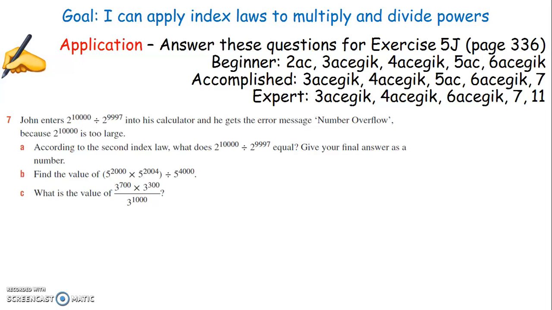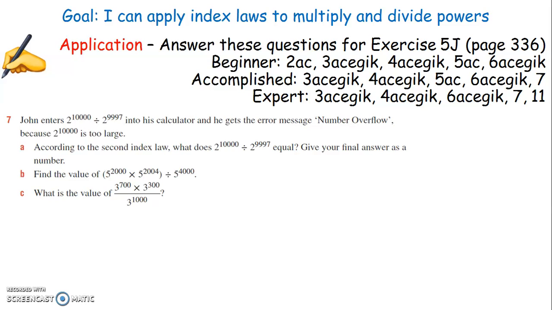In this video, we are going through question 7 for exercise 5J. The question says, John enters 2 to the power of 10,000 divided by 2 to the power of 9,997 into his calculator. And he gets the error message, number overflow, because 2 to the 10,000 is too large. According to the second index law, what does 2 to the 10,000 divided by 2 to the 9,997 equal? Give your answer as a number.